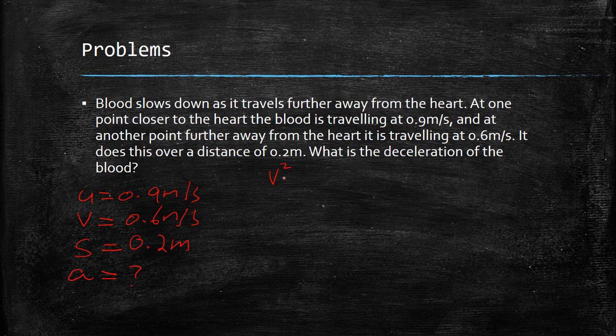V squared equals U squared plus 2AS. Alright, so in this case, we have 0.6 squared equals 0.9 squared plus 2 times the unknown A, which we're trying to find, times S of 0.2.